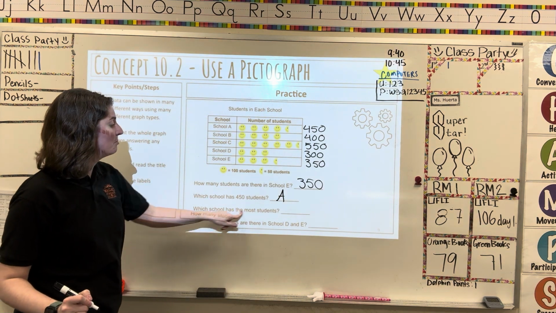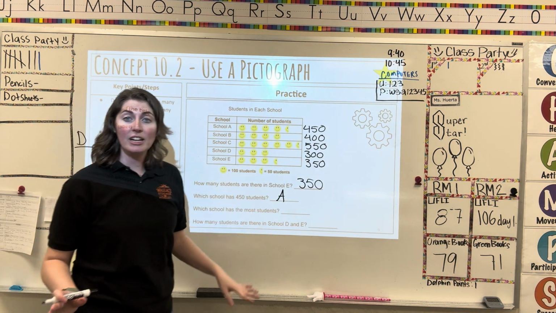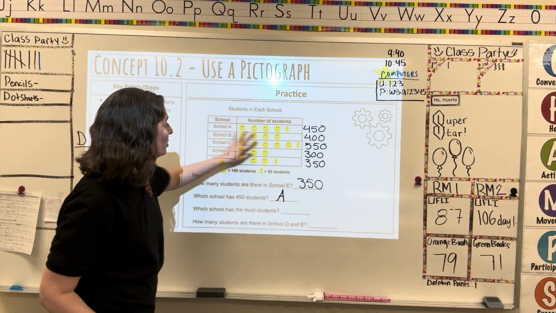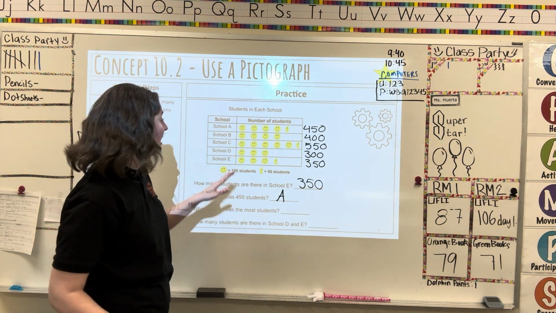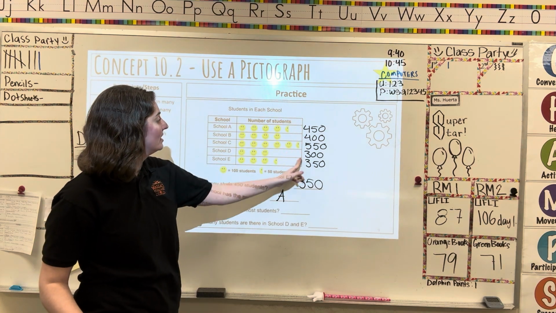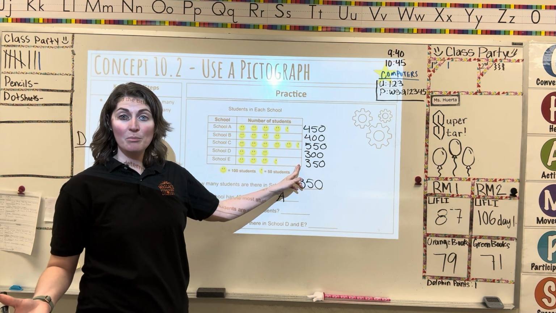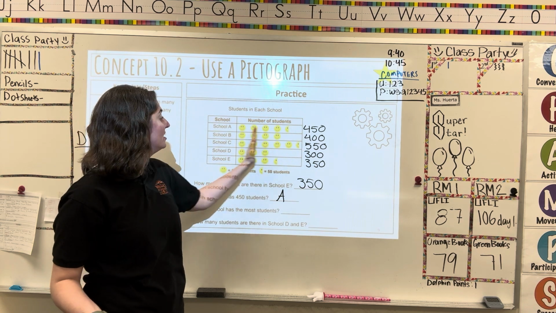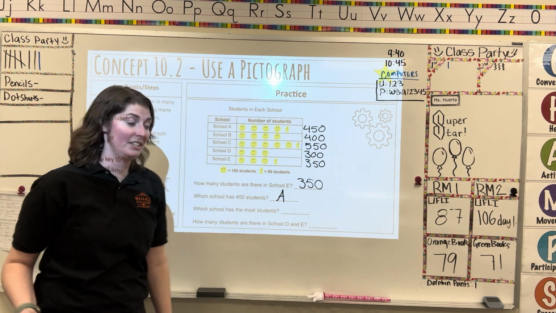Which school has the most students? I could answer this in two different ways. I could look just at my chart and see which one filled the most space. That would be school C. Or I could look at my numbers. 550 is the largest. School C takes up the most space on our pictograph.